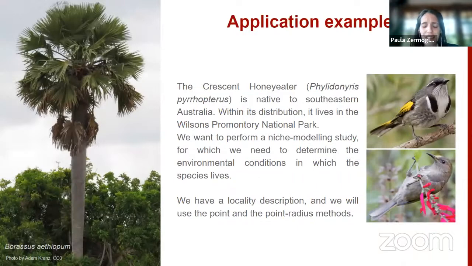So now to the example that I was mentioning before, an example to show why the point method, for instance, is not very helpful for some applications. This little bird here is a honeyeater that is native to southeastern Australia, and it lives, within its distribution, in a particular promontory national park, the Wilson's Promontory National Park. And in this example, what we want to do is perform a niche modeling study. That is, we want to understand where the bird is distributed with respect to some environmental variables, precipitation, temperature, etc. So let's think that we have a locality description, this Wilson's Promontory for this bird.